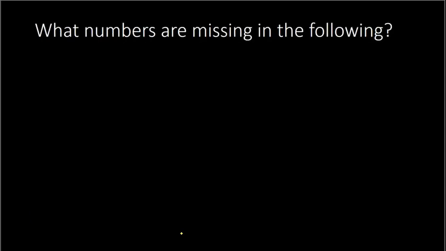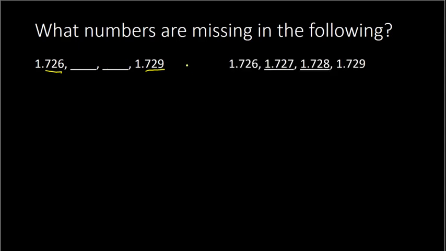Now for this next part, we're still working with decimals, but now we're trying to fill in the blanks. So we're trying to figure out what numbers are missing in the following sequences. So this one right here, notice we have 726 after the decimal point, and then here we have 729. Well, we could have 727, 728, and that would get us to the 1.729 at the end. So this would be 1.727, 1.728, and that would go in the middle.